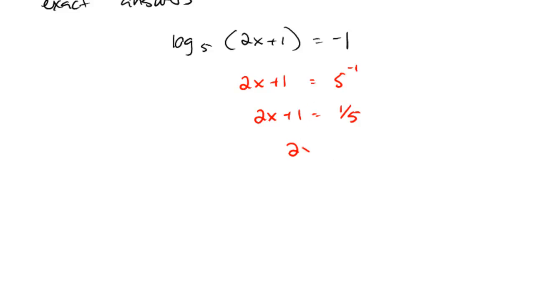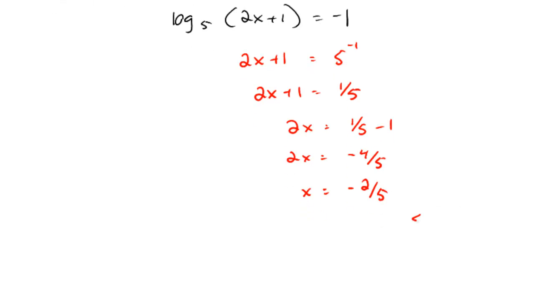So we're going to have that 2x is equal to 1/5 minus 1. 2x is equal to 1/5 minus 5/5, so minus 4/5. So x is going to be that divided by 2, which is -2/5. And if you'd like to write your solution set, then there you go.